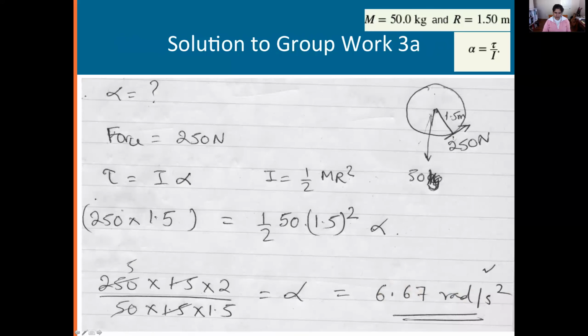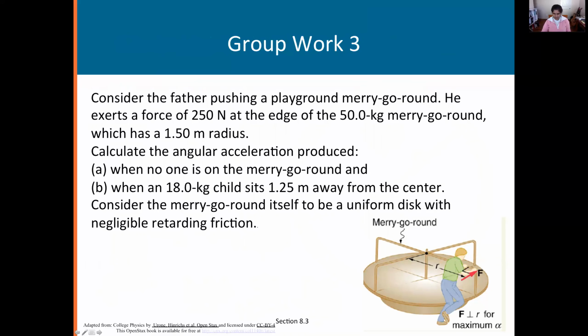So let's write the torque. Torque equals R cross F, or RF sine theta. What is the angle between the R and the F? The angle is 90 degrees because the force is applied along the tangent line, and this is the radial line. So you need to calculate the value of the torque using the 250 newtons and 1.5 meter radius, sine 90 is what? Calculate the angular acceleration produced when no one is on the merry-go-round.